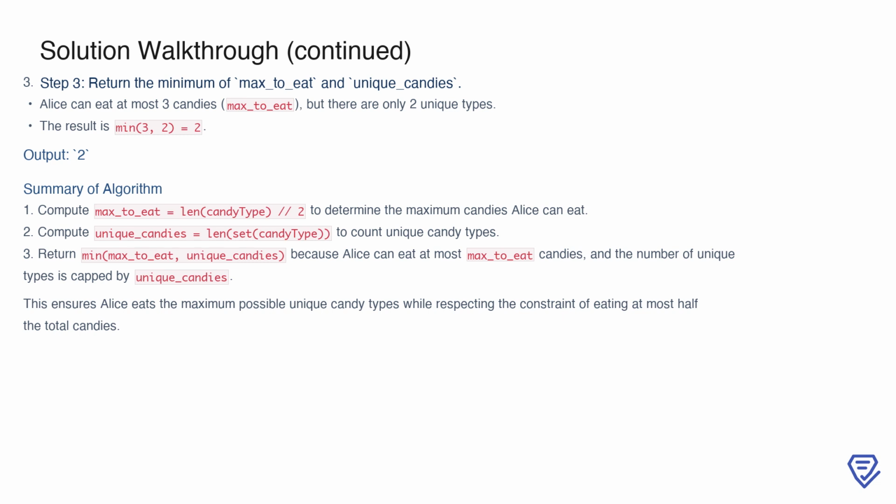To summarize, the algorithm involves 3 main steps. First, calculate max_to_eat as half the total number of candies. Second, find the count of unique candy types using a set. Finally, return the minimum of max_to_eat and unique_candies. This ensures that Alice eats the maximum number of unique candy types while adhering to the constraint of eating no more than half the candies.